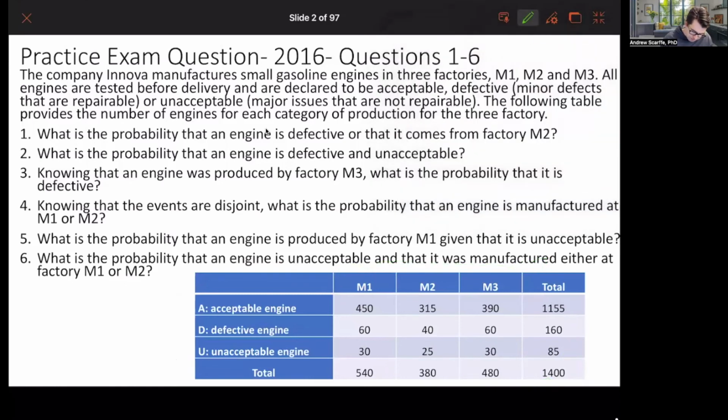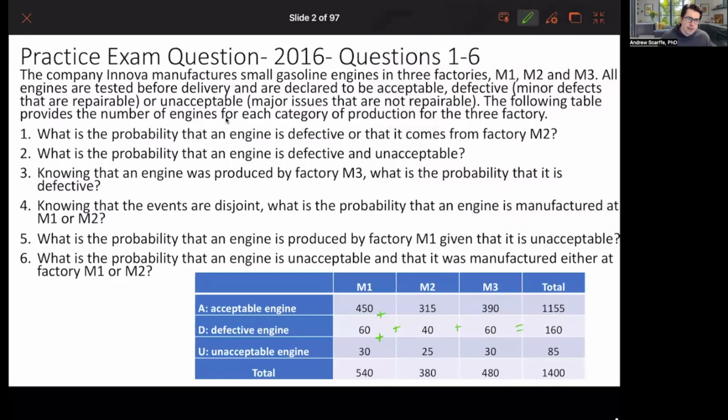We remember that 450 plus 60 plus 30 is going to equal 540. And 60 plus 40 plus 60 is going to equal 160. So if you were given a contingency table that is incomplete, you could absolutely use the information in the table given to you to fill in the blanks if that was necessary. So let's get to our question.